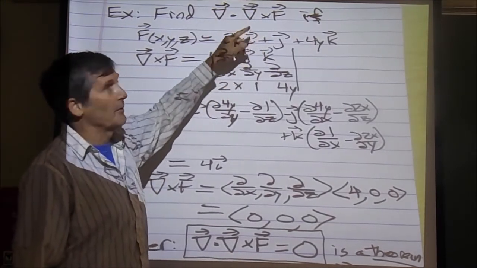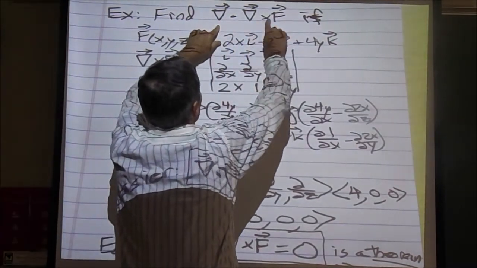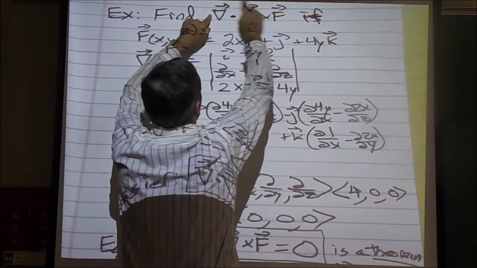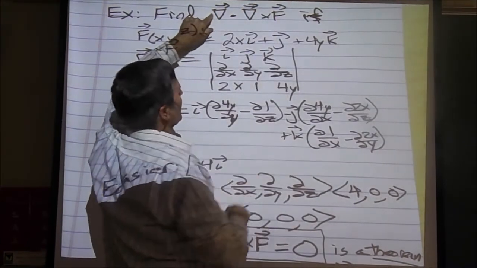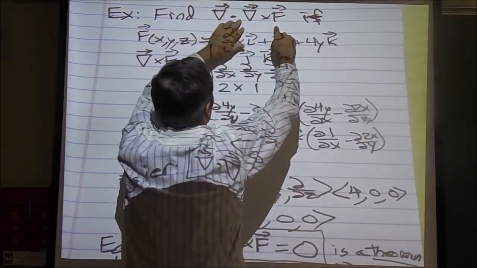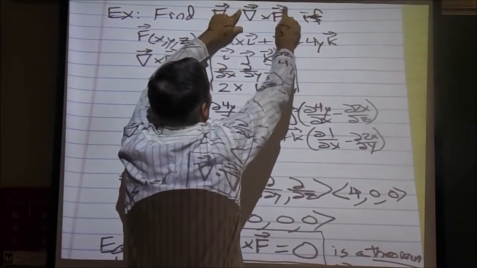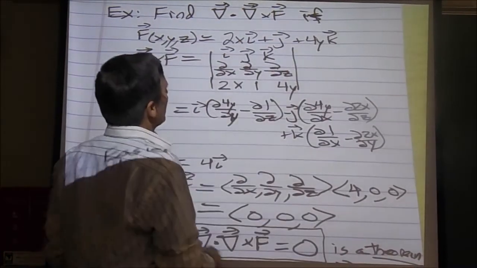Well, if you really think about it, if you do the dot product first, then you can't do a cross product because this hasn't got three components anymore. Once you do the dot product, it has to be in this order: do the curl first, and then take the divergence of that. There are implied parentheses here for the order.